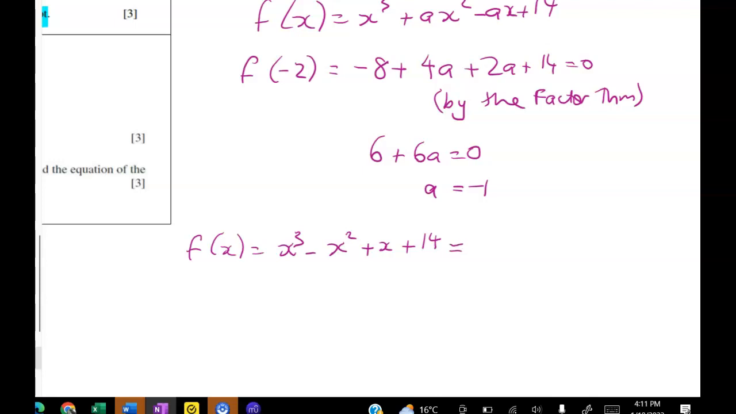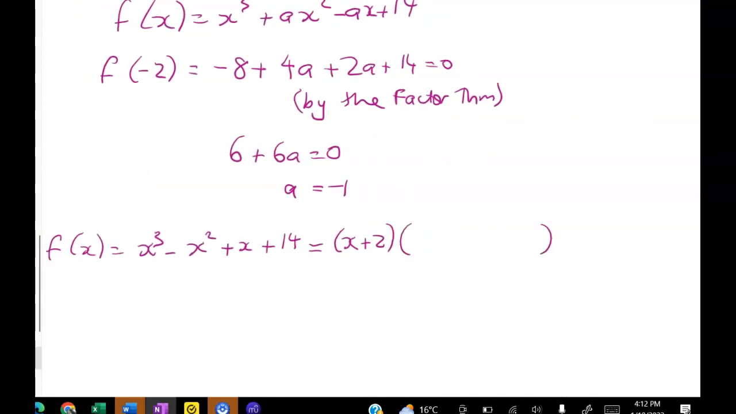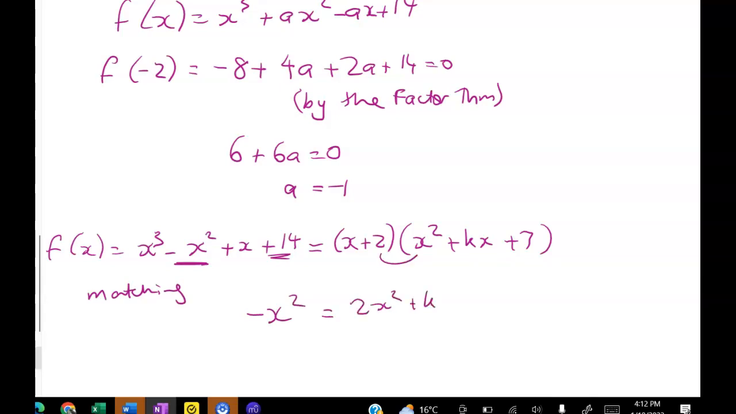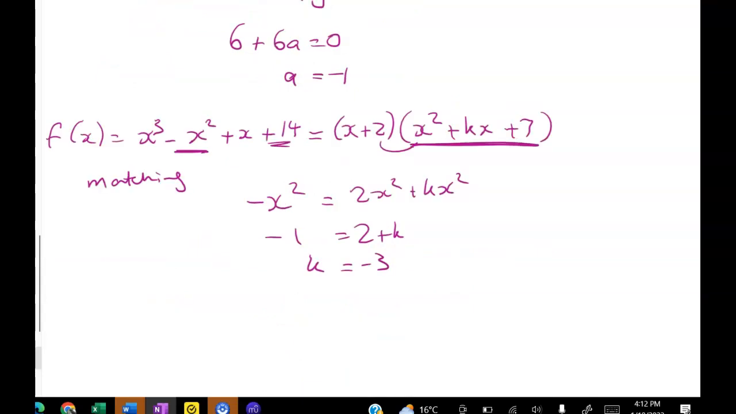Right, now we're going to do some matching. We know that x plus 2 is one of the factors, so we have to match up the rest. So we're going to have x squared in here, and we're going to have a plus 7 at the end here, and we're going to have some x term in here. So matching, what do I get? Well, I'll match on the negative x squared. So negative x squared is equal to 2x squared plus kx squared. So negative 1 is equal to 2 plus k, giving me k is equal to negative 3. And that means that now we can look at x squared minus 3x plus 7. So that is f of x.